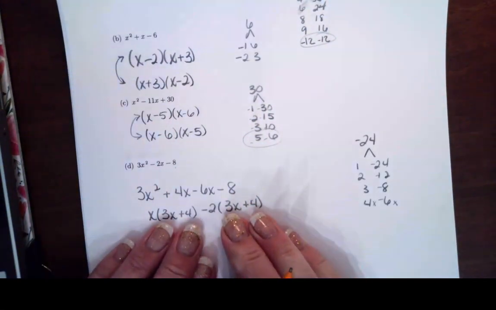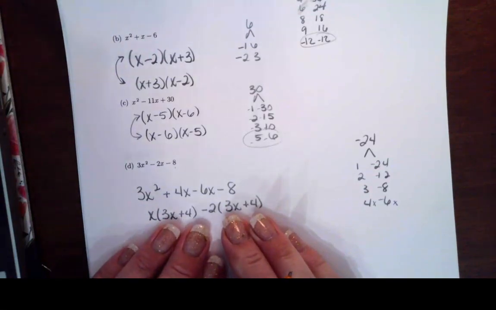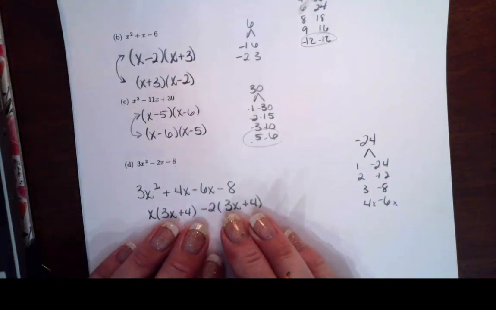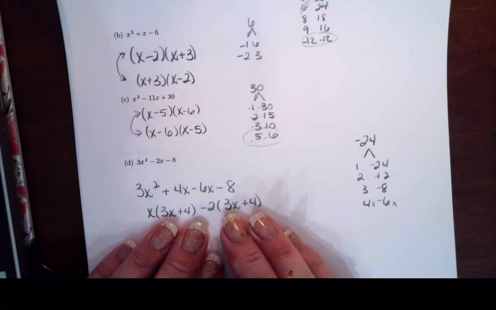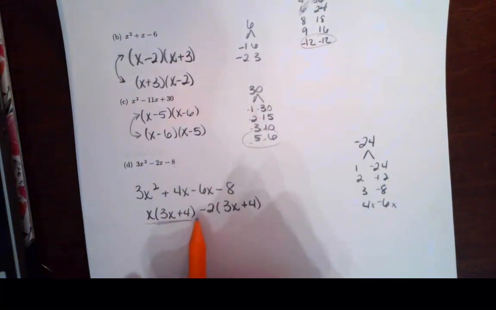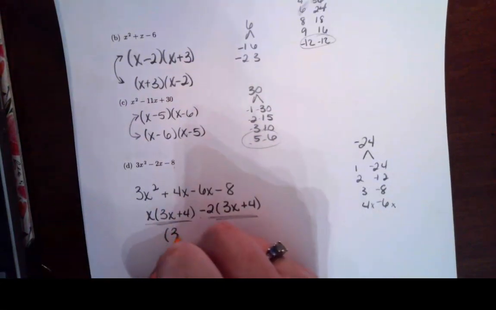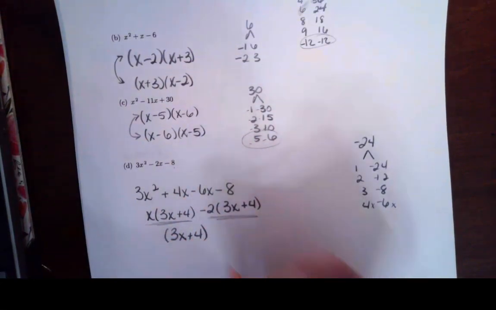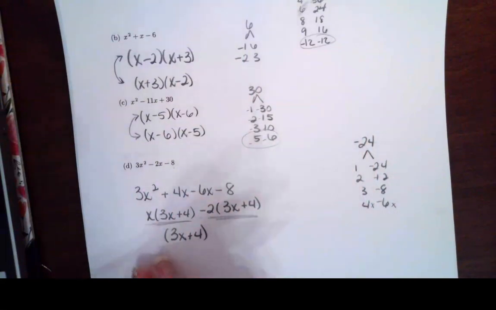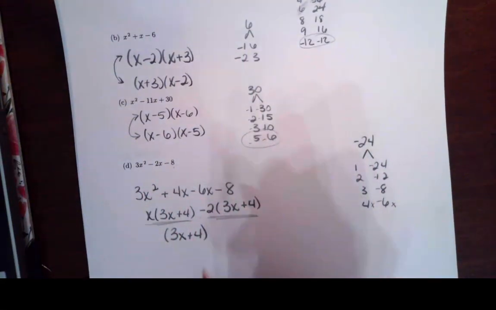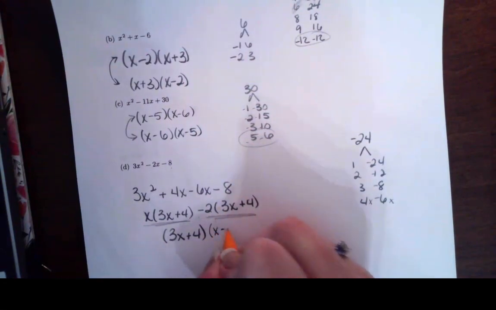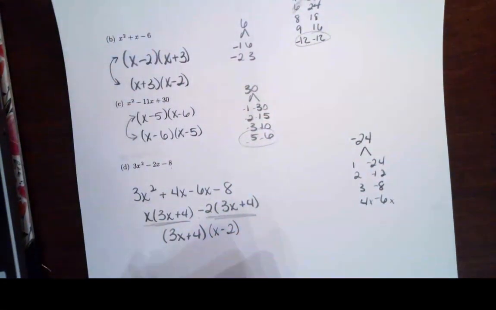Now, if you'll notice, your parentheses match. If they don't match, either it's not factorable or you've done something wrong. But I've got this chunk minus this chunk, and both chunks have a 3x plus 4 in common. So I'm factoring out that 3x plus 4. Once I factor out the 3x plus 4, what is left is an x minus 2.